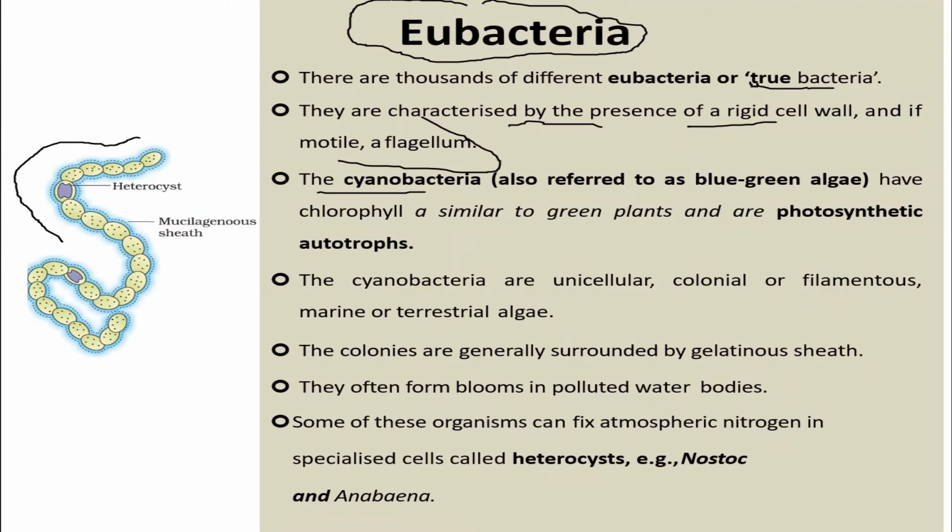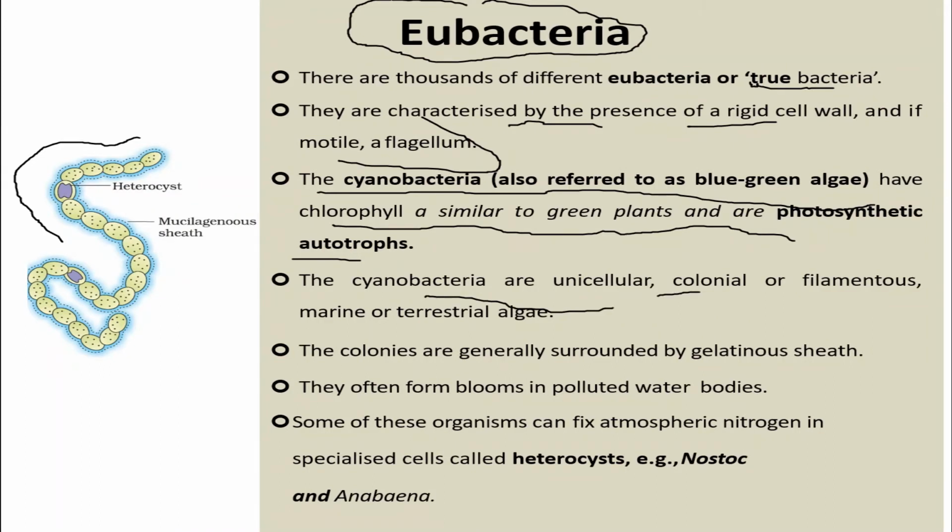So the cyanobacteria, also referred to as blue-green algae, have chlorophyll A similar to green plants and are photosynthetic autotrophs. So some of the eubacteria can be cyanobacteria, also known as blue-green algae. Also cyanobacteria are unicellular, colonial, and filamentous. Can be marine or terrestrial algae. Also, the colonies are generally surrounded by a gelatinous sheath, and they often form blooms in polluted water bodies.